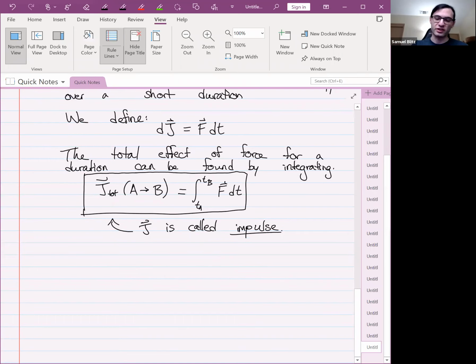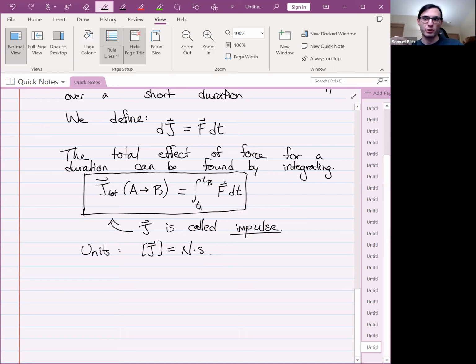So the first thing to notice is that the units of the impulse are different. The units of impulse are newtons, because force, times seconds, because dt. So this is just Newton seconds, whereas the units of work are joules. So these are different. Joules are Newton meters, impulse is Newton seconds.